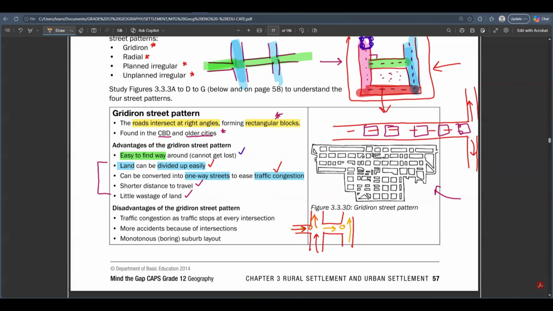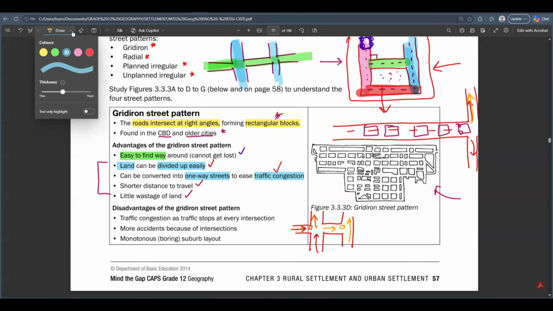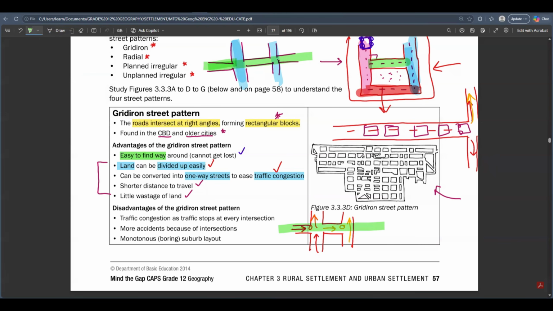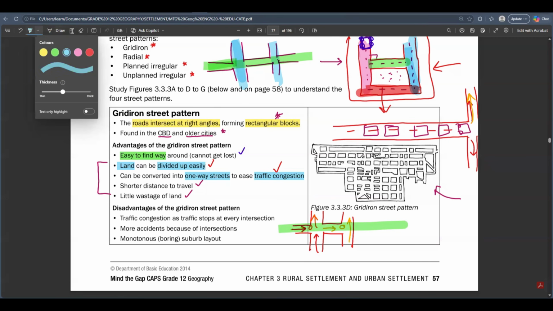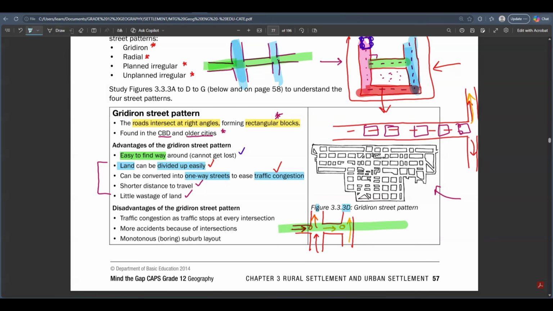So it's all about how you view it, right? A gridiron street pattern can be an advantage if it happens the way I've explained it first. If you convert it into a one-way street, it simply means that the cars don't have to be congested in traffic. They can go in multiple directions. But what if the cars don't want to go in multiple directions? What if you are moving straight, and you're moving straight, and you meet other roads that are moving in a perpendicular direction? You meet other roads that are moving like this.